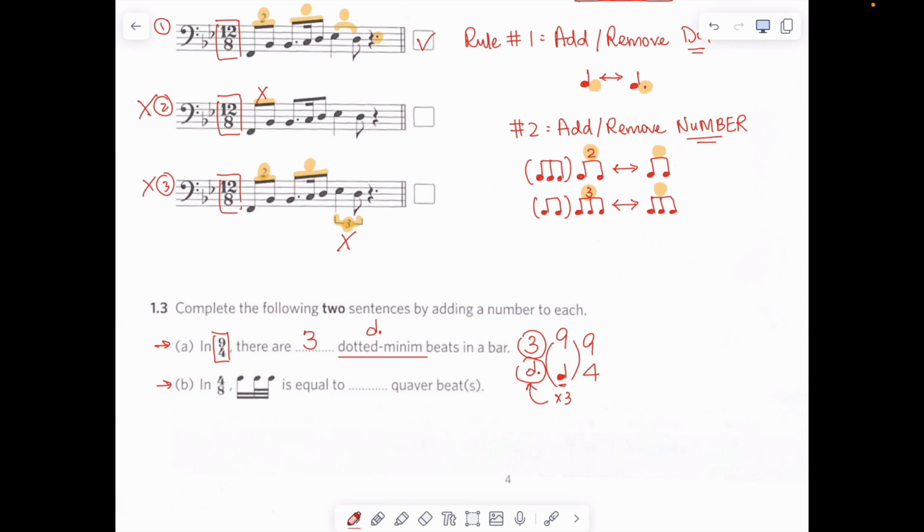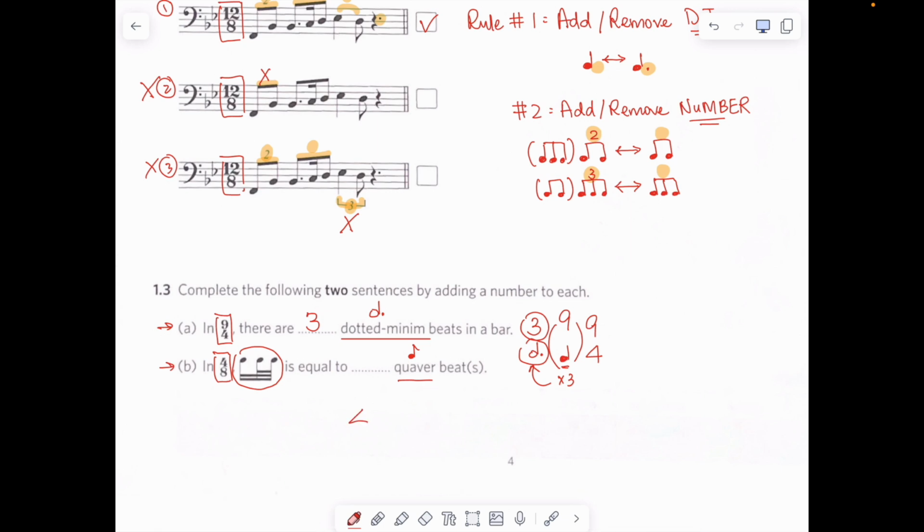Now for question B, in 4/8 time, this group of notes is equal to how many quaver beats? So quaver will be this with one tail, right? 4/8 time is simple time. 4 means 4 beats, 8 means quaver. So 4/8 time is 4 quaver beats in a bar.